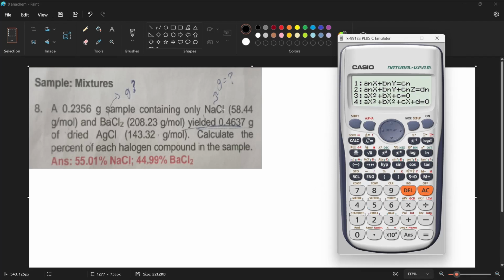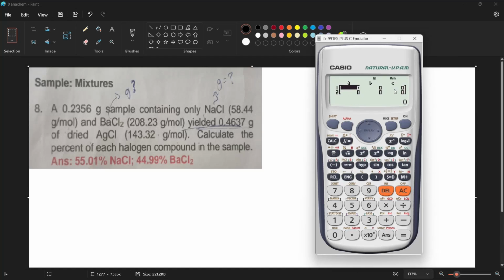Since we have two unknowns here, we'll just use number 1. So two unknowns, which is a set of two equations. This is a set of simultaneous linear equations, and this can be easily done using a calculator. So let's press number 1. You can see here that there's already a matrix where you can just plug in all of the values. Since we're looking for NaCl and BaCl2, it's obvious that you need to assign an x and a y.